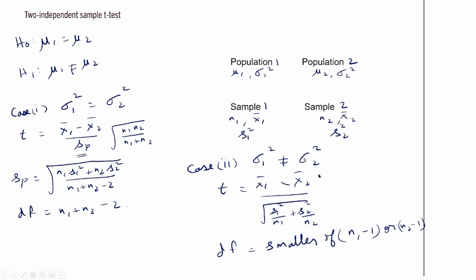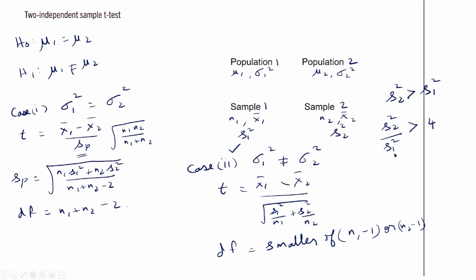Now how can we find whether we have to use this T statistic or this T statistic? What we have to do is find the ratio of the higher sample variance to the lower sample variance. Say for example, if S2 square is more than S1 square, we have to divide S2 square upon S1 square. And if the value of this is more than 4, then we have to assume the variances are unequal and we have to use this T statistic.